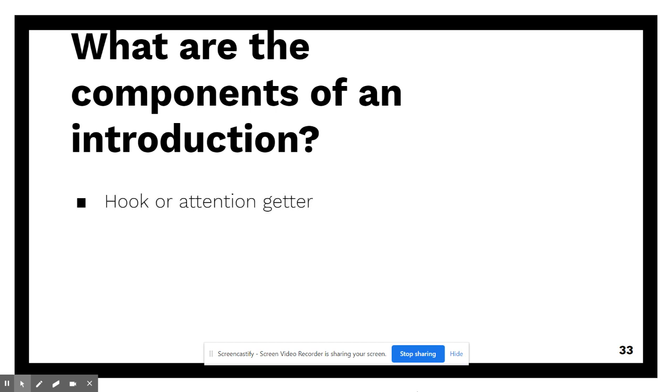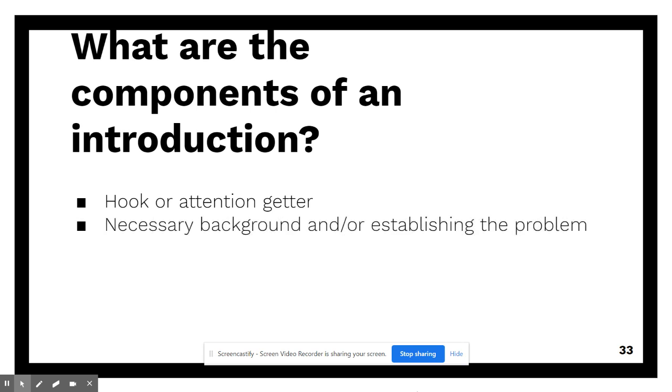You need a hook or attention getter. Right now, we're practicing using personal anecdotes at the beginning of an introduction. Once we start doing research to add to our essays, you can also research anecdotes. There are lots of other ways to hook people in and interest them in your introduction. This is just one way that we're practicing right now.